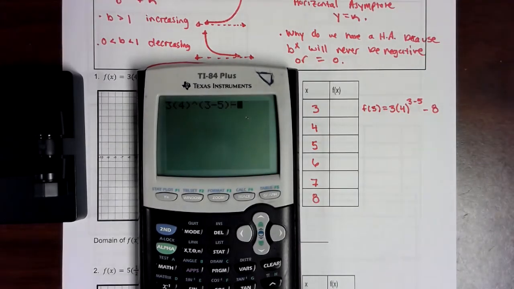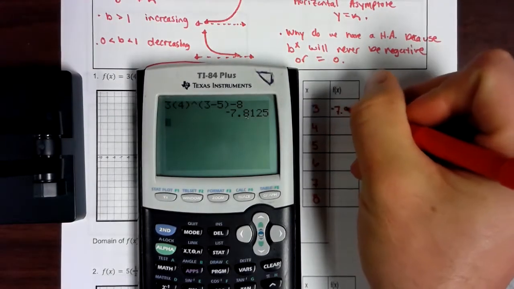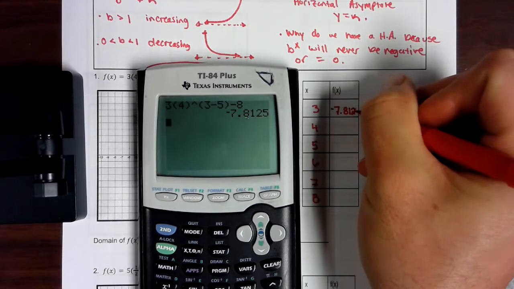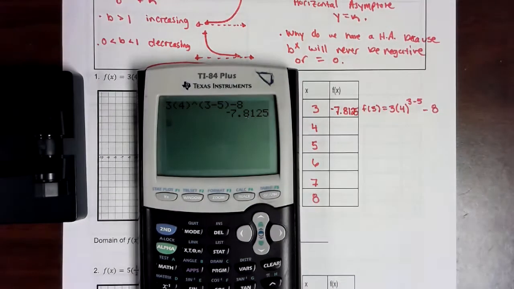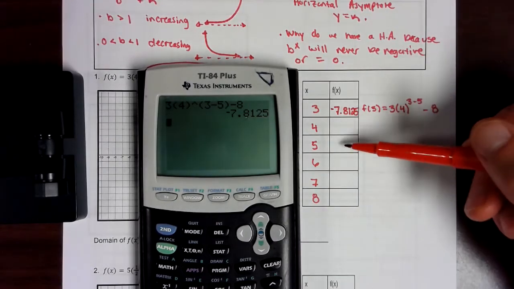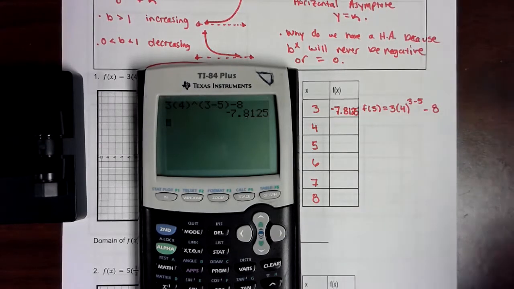And now I'm going to subtract 8 from there and it gives me a value of -7.8125. Okay, so that's a way that we can do it with every calculator we see. And it'll take a little bit of time because you're going to have to do that 1, 2, 3, 4, 5 more times. But it's something that you can do with any calculator.